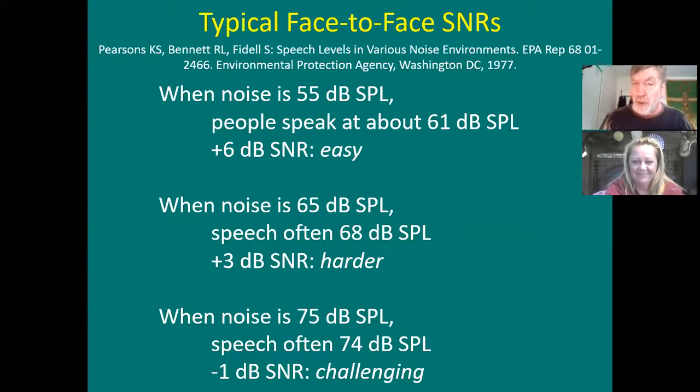So we also showed this slide. When noise is 55, people tend to speak at about 61. That's a plus 6 SNR, easy. When noise is 65, however, speech also increases, but not as much. It's still louder, but it's only a 3 dB signal-to-noise ratio. And when noise increases by another 10 dB, speech also increases, but now it's losing out. It's like one horse not running as fast as the other. They're both going in the same direction, but one horse is running faster. And the faster horse is the noise, and the speech isn't keeping up. So now you got a minus 1 dB, or 0 dB, that's hard.